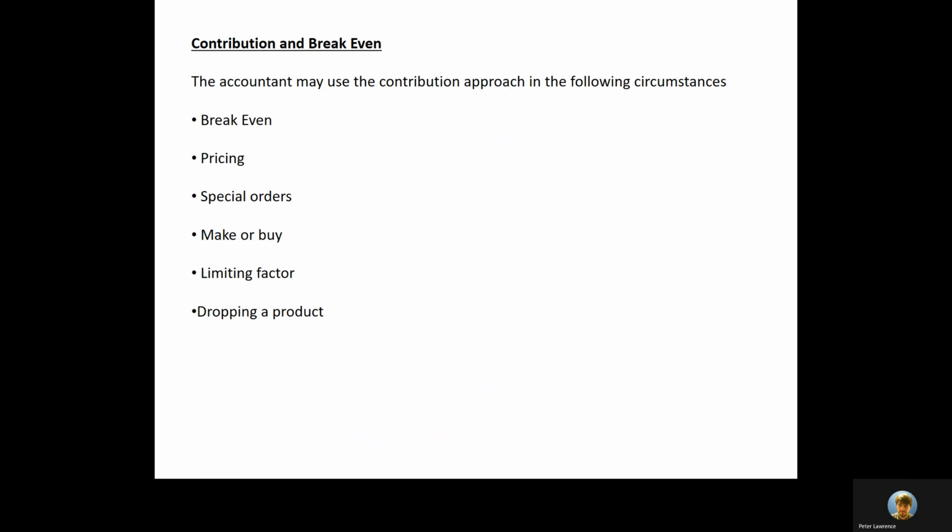Now, we're going to use this concept of contribution and break even to make some decisions. So we're going to look at break even itself, at pricing, at special orders, make or buy decisions, limiting factor, and dropping a product. So these are all decisions that we can make using marginal costing as a tool.